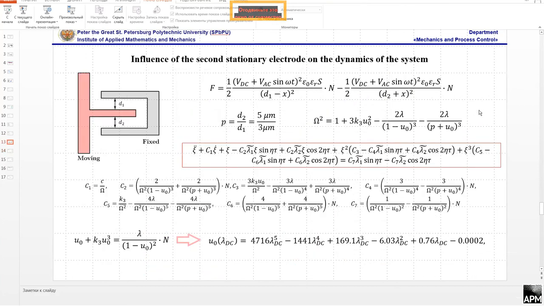Here, the last step of this work is realized. It takes into account the influence of the second stationary electrode in the comb drive on the dynamics of the system. I'll consider a model of an electrostatic variable gap drive consisting of a movable and two fixed electrodes with gaps D1 and D2 between them, shown in the figure on the slide. The slide also shows modifications in the equation of motion for the variant with the expansion of the fraction in the Taylor series. And you can see the new approximation of the static displacement function also.